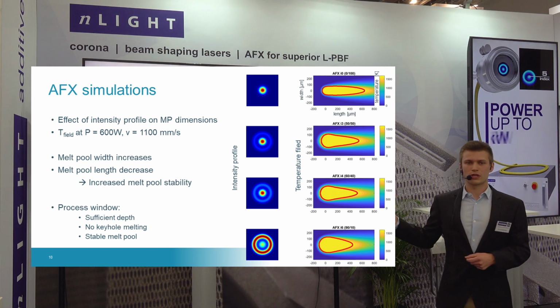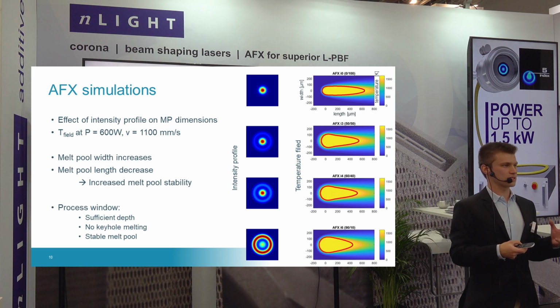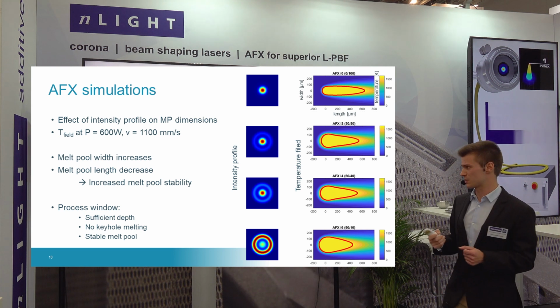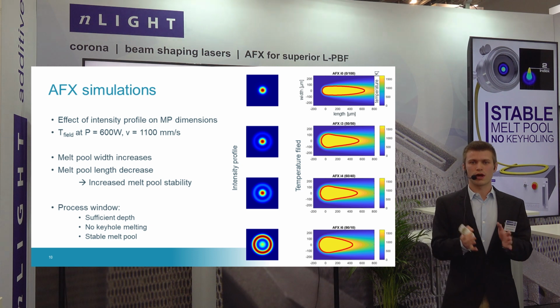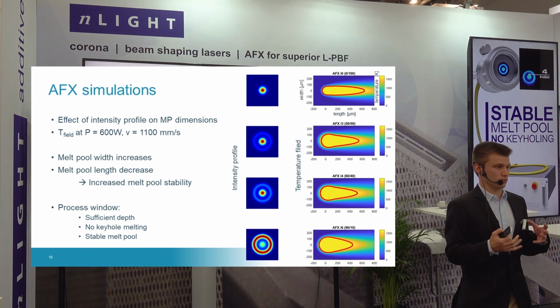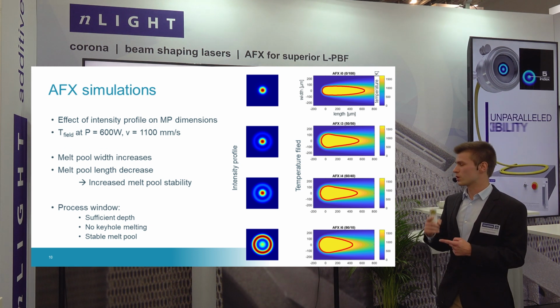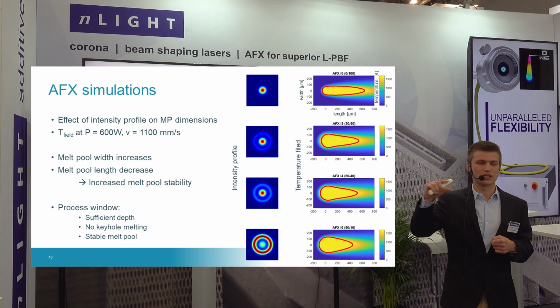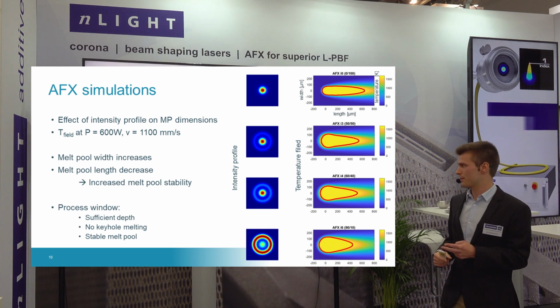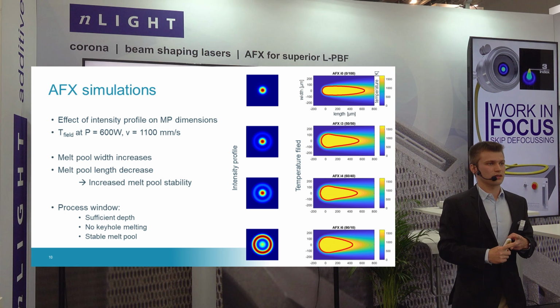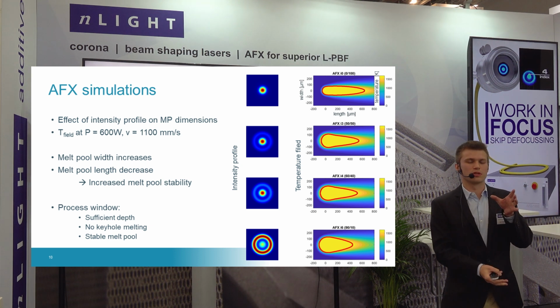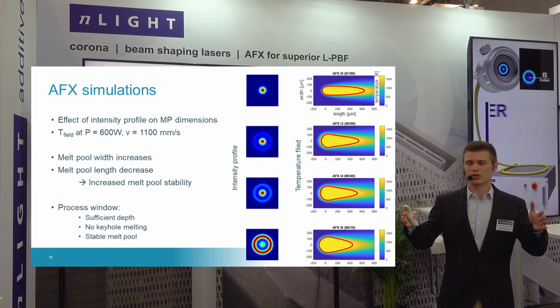Now that we have these melt pool dimensions, we can try to predict the process window in our system. To do so, we have to put some boundary conditions on what is a good melt pool dimension. So we want sufficient depth so that you can fully melt a single layer of powder. We don't want keyhole melting, so we put a limit to how deep the melt pool can be corresponding to its width.